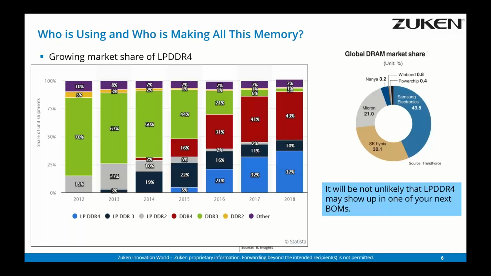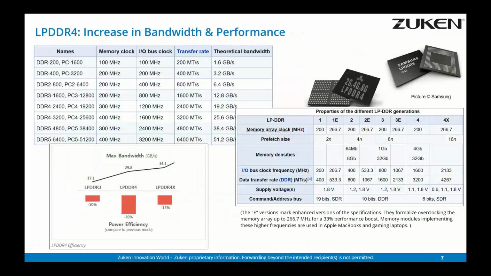That's my personal guessing. So it is quite likely that low power DDR4 can show up in one of your coming design projects. And just for those who are interested, who is making all these memories, a significant amount of memory devices is made by Samsung, close to 45-48%. These are the figures from 2019. Then we have Hynix and Micron following on place 2 and place 3. So that's from the industry perspective.